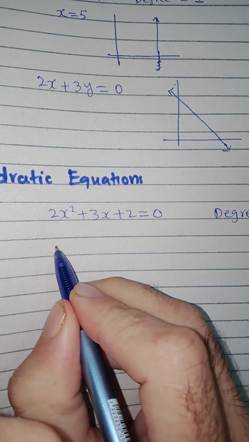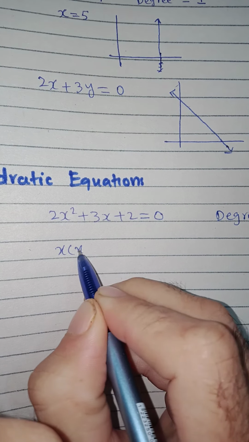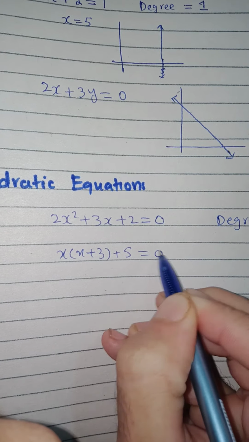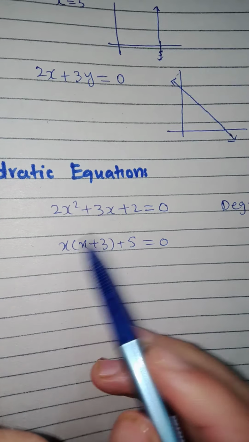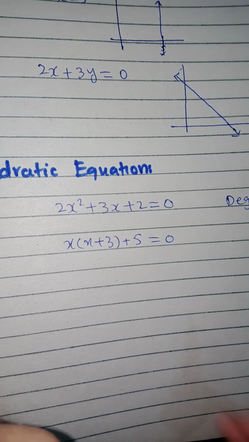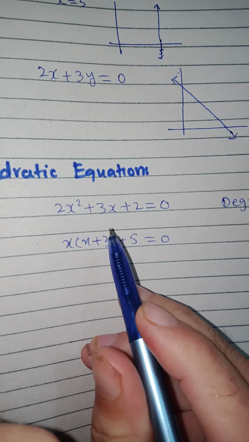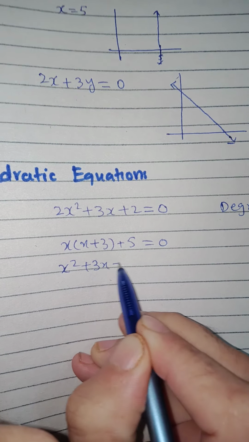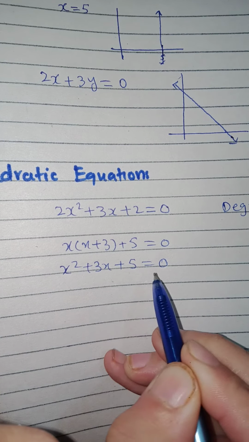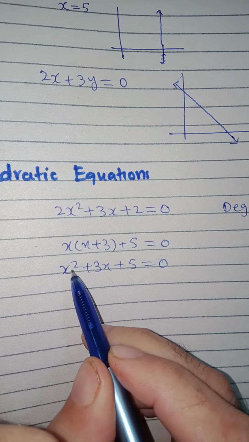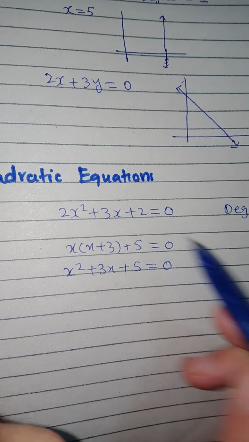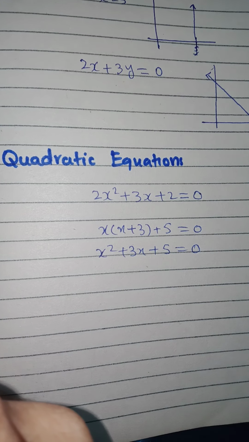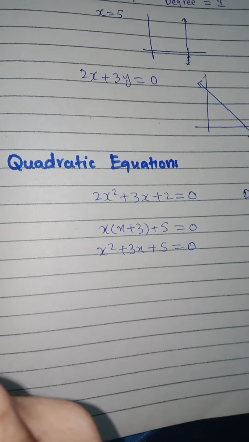In case x into x plus 3 plus 5 is equal to 0, first of all, we have to solve this equation and see whether it is quadratic or not. x square plus 3x plus 5 is equal to 0. So the degree of this equation is 2, so we can say that this equation is also a quadratic equation. So all the equations of degree 2 are called quadratic equations.